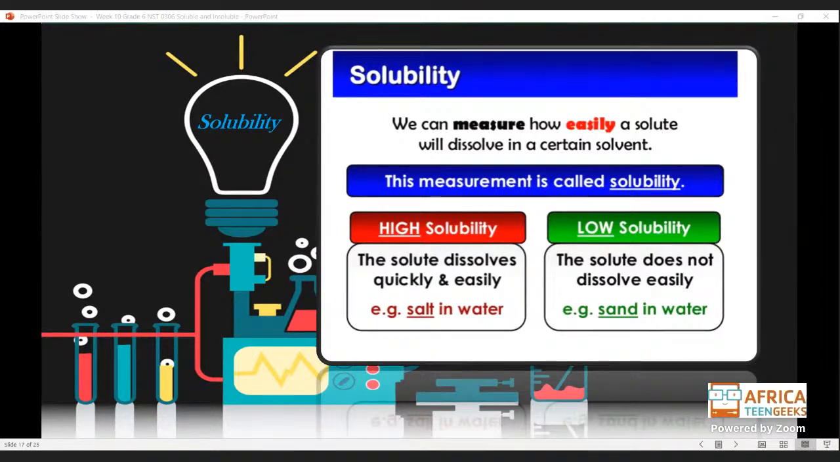Sand is naturally dense, okay? So even if you use a small amount, it still does not dissolve easily. It has low solubility, okay?